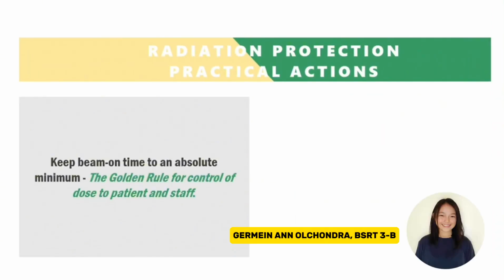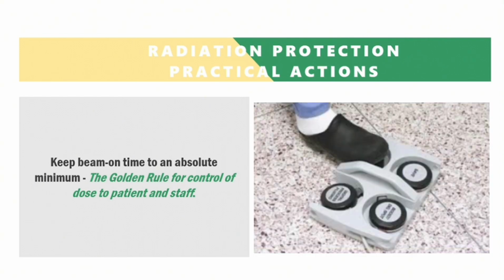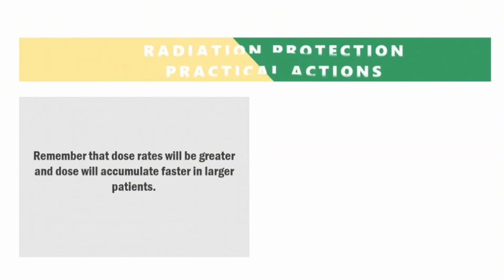Practical actions to control radiation dose to both patients and our dedicated staff. First and foremost, we can apply the cardinal principles of radiation protection: time, distance, and shielding. And the golden rule is to keep beam-on time to an absolute minimum. This applies not only to our patient but also ensures the safety of our staff.